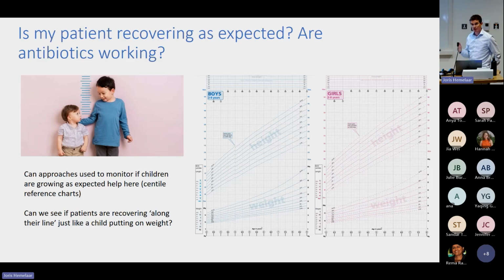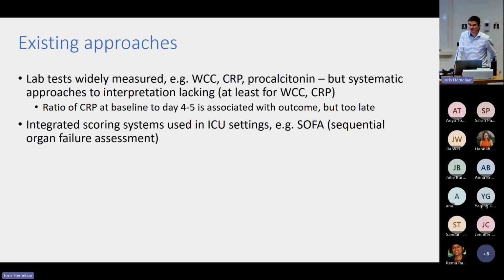So could you have the same thing where now what we're looking for is recovery in inflammatory markers? So instead of looking for growth, we're looking for things going down. Instead of dropping off your line, we'd be looking for people going up a line, going up centiles, to show that they're not recovering as expected. There isn't really anything like this in use at the moment.